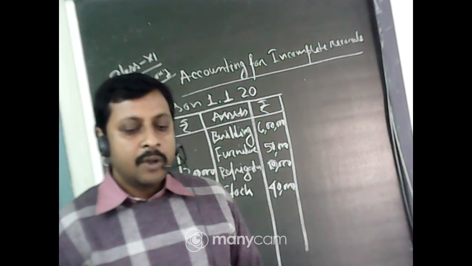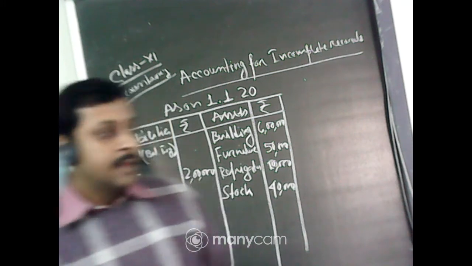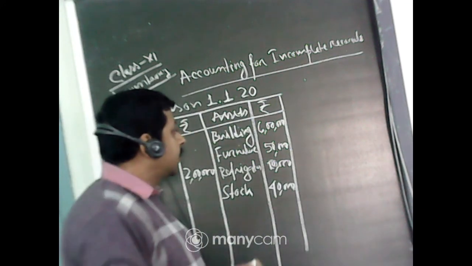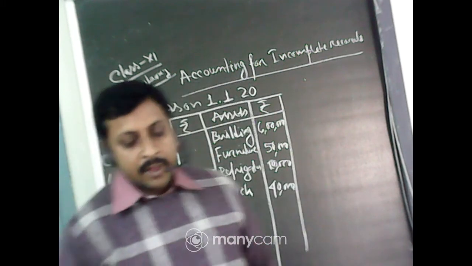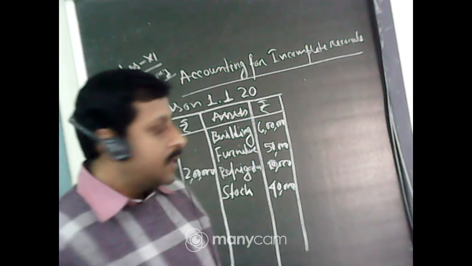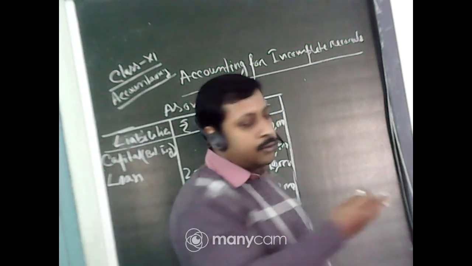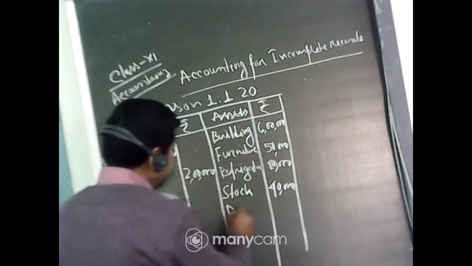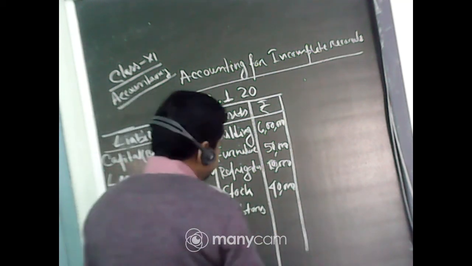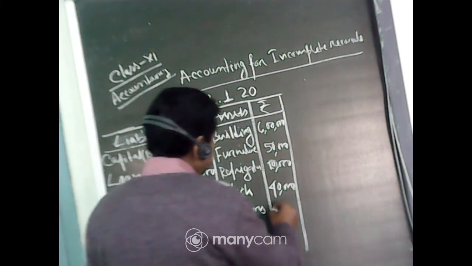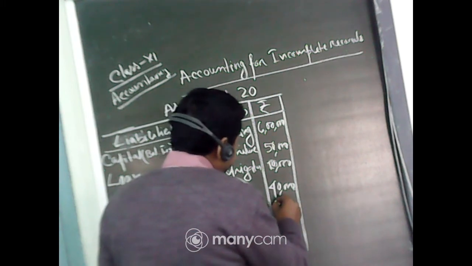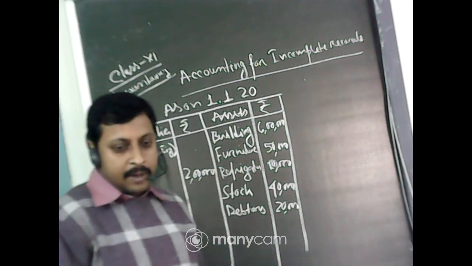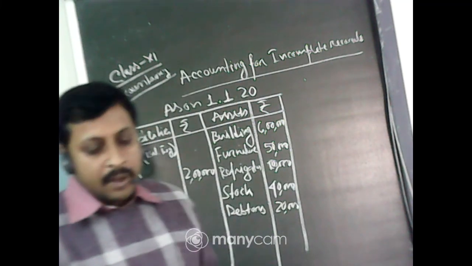Now I asked about the diary: what are you maintaining this diary for? He said, most of the time customers come and take credit, so I maintain a diary for whatever credit amount we get from them. Then I saw different names, Ruby, Santosh, Sonu, Monu, and the sum of all of them is called debtors, which we find is 20,000. So 20,000 is the debtors.